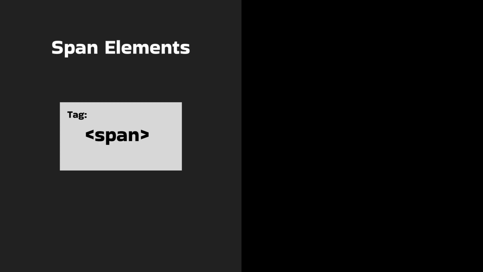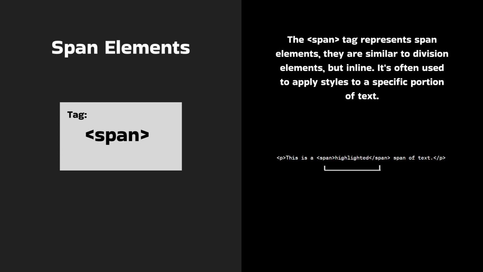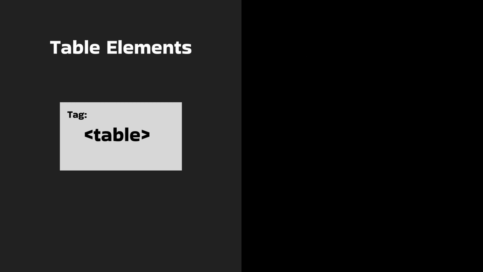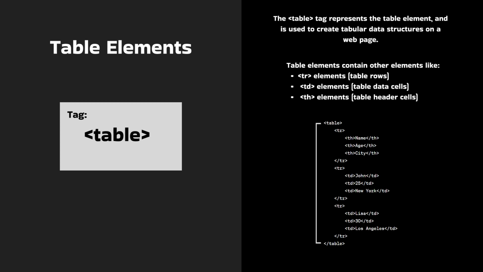Span elements. The span tag represents span elements. They are similar to division elements, but inline. It's often used to apply styles to a specific portion of text. Table elements. The table tag represents the table element and is used to create tabular data structures on a web page. Table elements contain other elements like TR elements, table rows, TD elements, table data cells, and TH elements, table header cells.